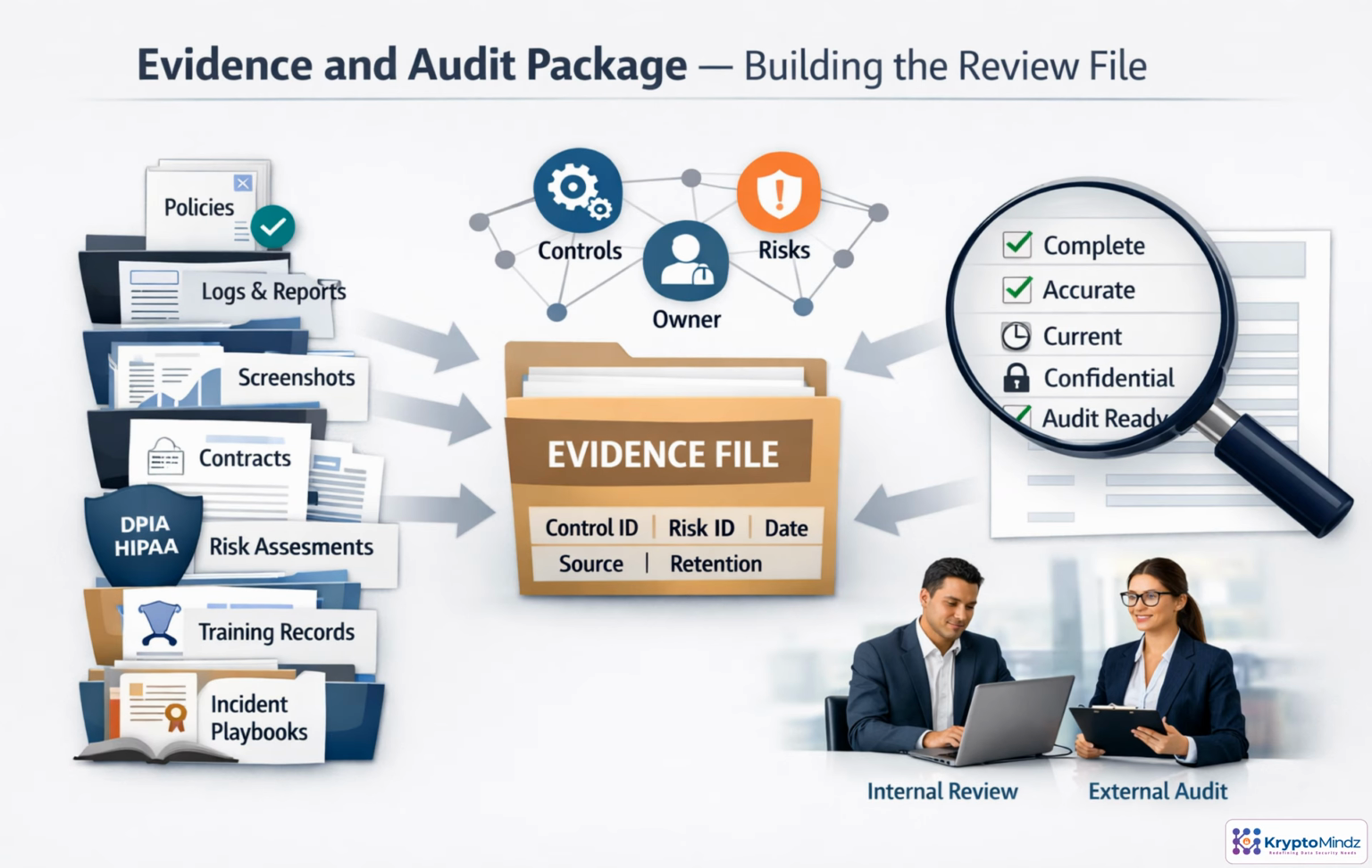The review file is proof, not paperwork. Each artifact should show that a control exists, works as intended, and has been reviewed recently. Include governance, privacy, security, AI model, incident, vendor, and training evidence. Tag every item with its control ID, risk ID, owner, date, source system, and retention rule. Before sharing the package, test it like an auditor would: complete, accurate, current, confidential, and easy to verify.